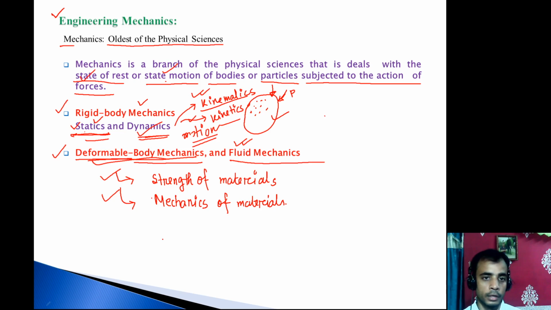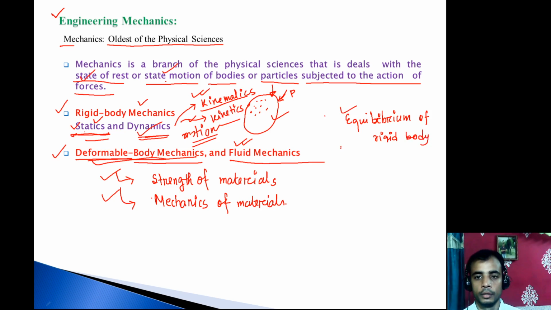In the next lecture we will start with the basics, that is the free body diagram and the equilibrium of rigid bodies. Okay, thank you.